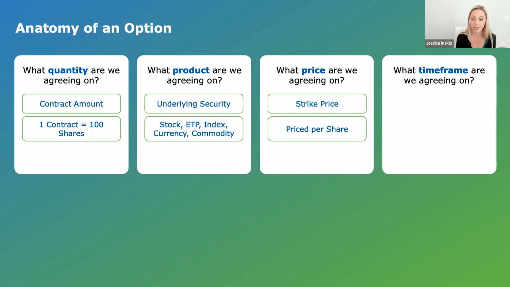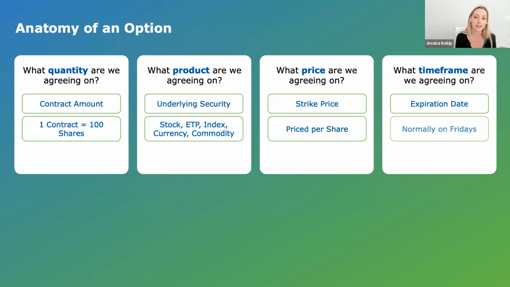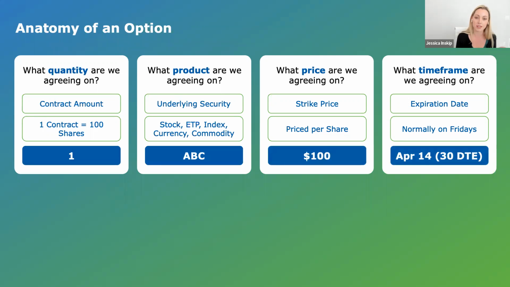It just represents per share altogether. The time frame is simply the expiration date. That's normally on Fridays. They're issued originally quarterly, monthly, weekly, and then there are some throughout. An example of that, and we're going to use ABC throughout, is one ABC 100 April 14th, 30 DTE.